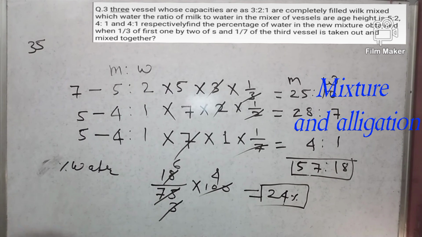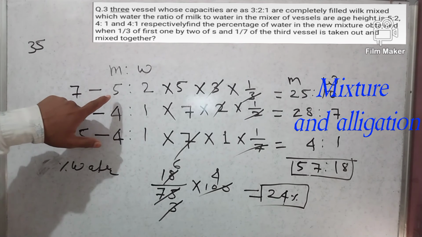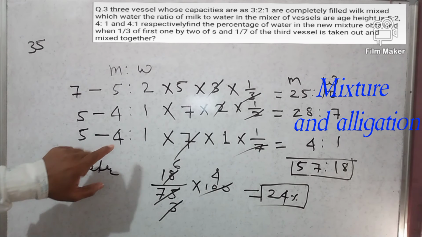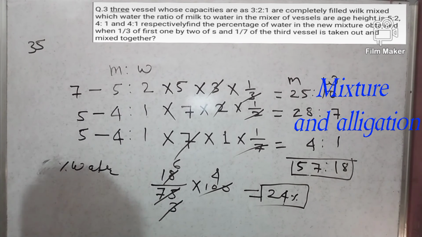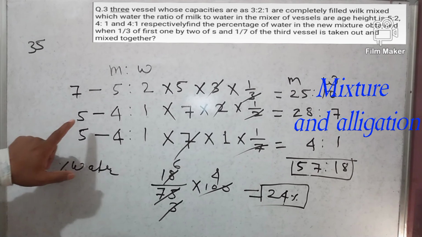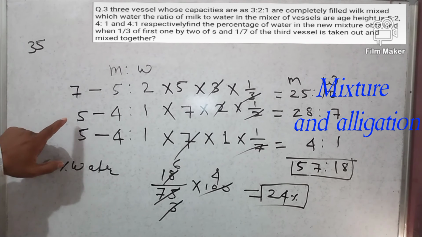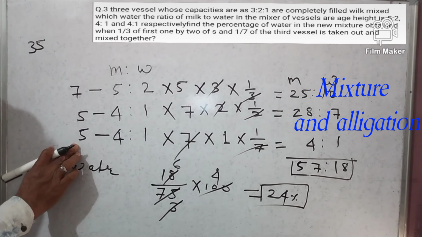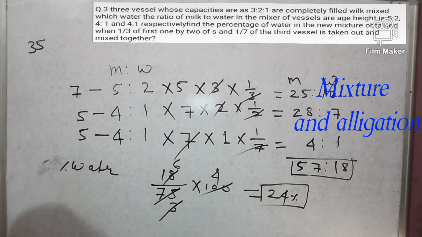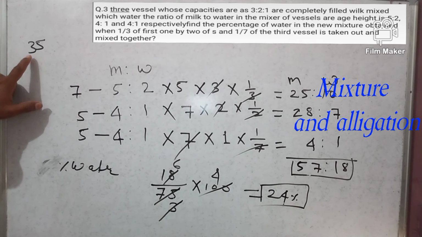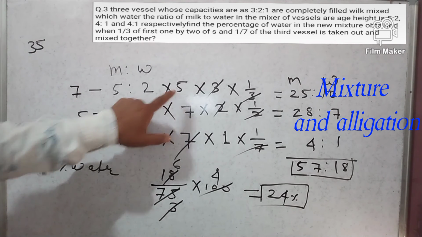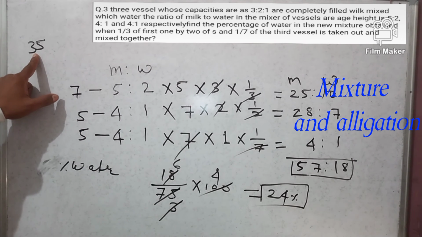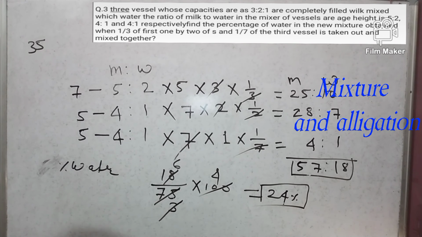Now see here once again, friends. In the first container, the milk and water ratio is 5:2, second container 4:1, and third container 4:1. So in the first container the part is 5 plus 2, which is 7. First container 7 parts, second container 5 parts, and third container 5 parts. These are not the same, so take the LCM, which will be 35. So 7 goes 5 times, multiply with 5. 5 goes 7 times, so multiply with 7. Again 5 goes 7 times, so multiply with 7.